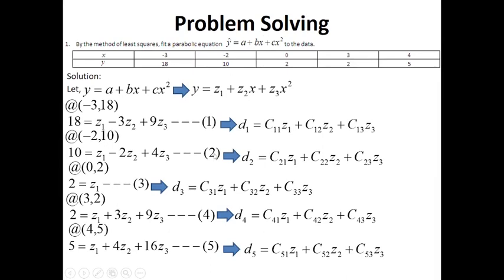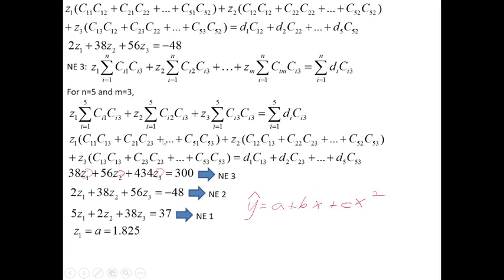So, in this case, we have this equation. Now, y hat equals a plus bx plus cx squared. Okay? Ginawa lang natin in terms of z sub 1, z sub 2, and z sub 3. So, we can now proceed. So, z sub 2, okay, is equals to b, negative 2.645. z sub 3 equals 0.873.